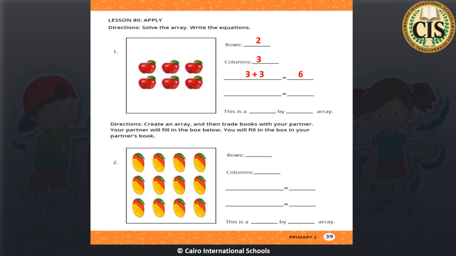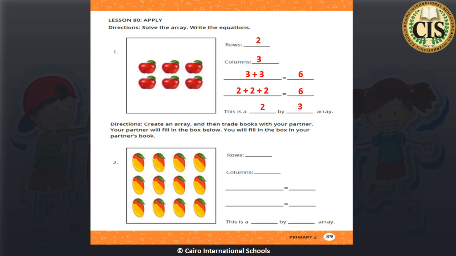Now the addition equation for columns. Each column has 2 apples. 2 plus 2 plus 2 equals 6 also. So the name of the array is the rows by columns. Be sure, rows by columns. So this is a 2 by 3 array. The name of the array is 2 by 3 array.